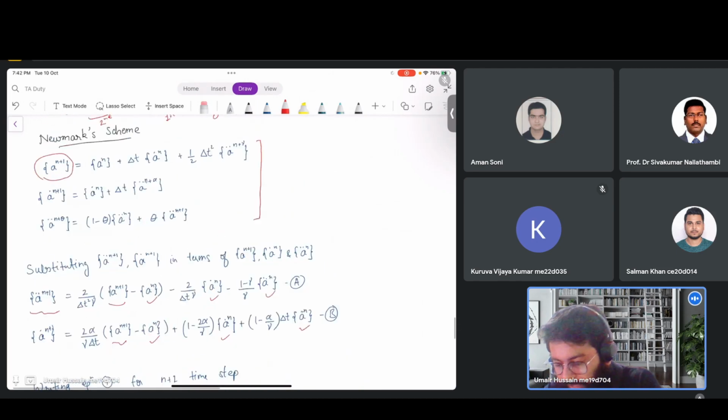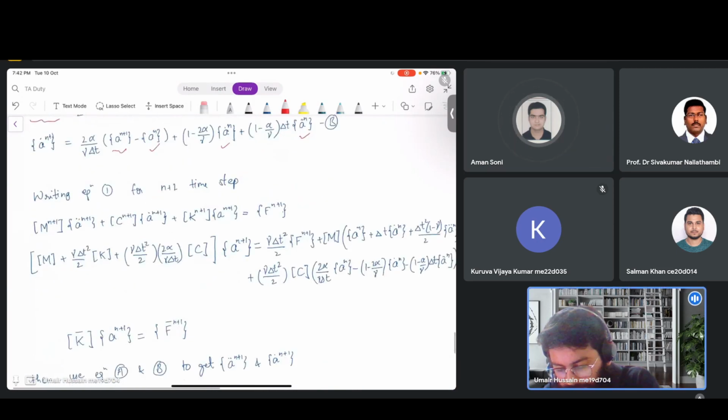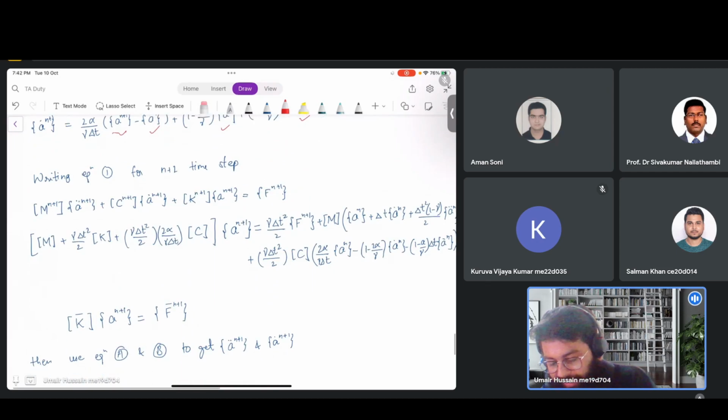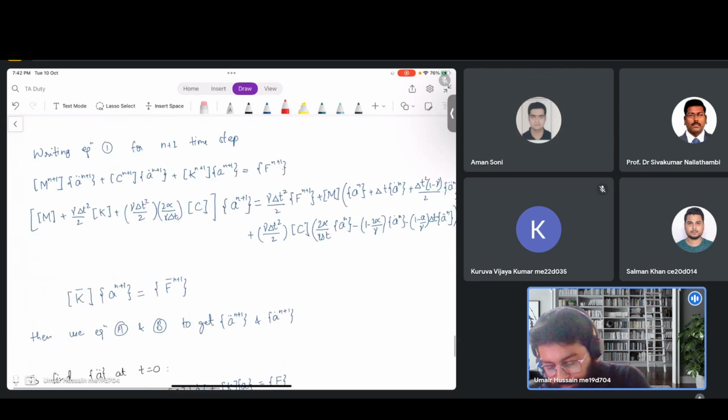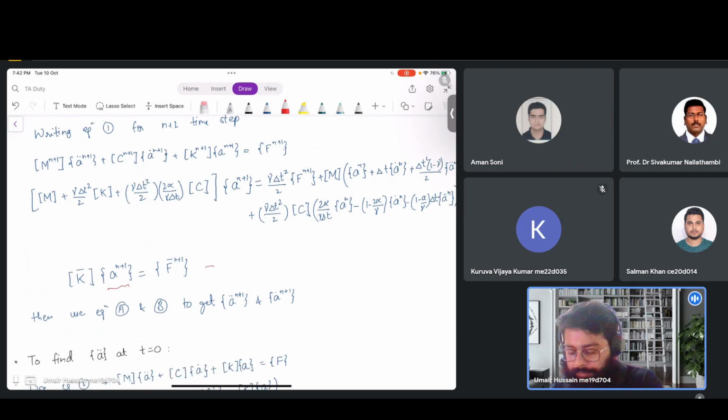So we substitute these back in our equation 1, and after this complicated algebraic manipulation, we'll get our equation in terms of k bar a n plus one. So we just have this one unknown, and we can just solve this and get our solution at the next time step. And we keep on repeating the process. We store this a n plus 1 in our variable for a n, and then keep on repeating, finding the new value at the next time step.